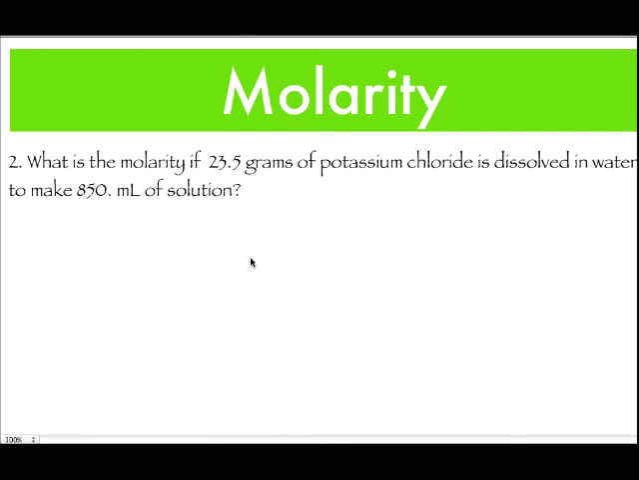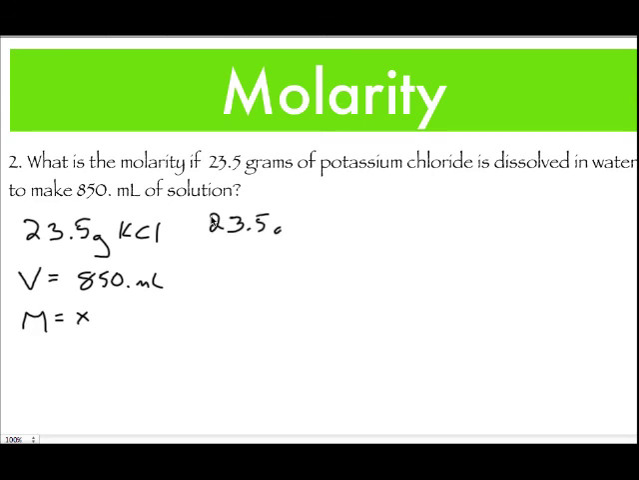They get a little tougher, but not too much. What is the molarity of 23.5 grams of potassium chloride? Let's just write that down to get our units out. Dissolved in water to make 850 milliliters of solution. Okay, so what I'm seeing here is that we don't have moles now, and we don't have molarity because we're asking for the molarity. But we do have grams. How do I get from grams to moles?